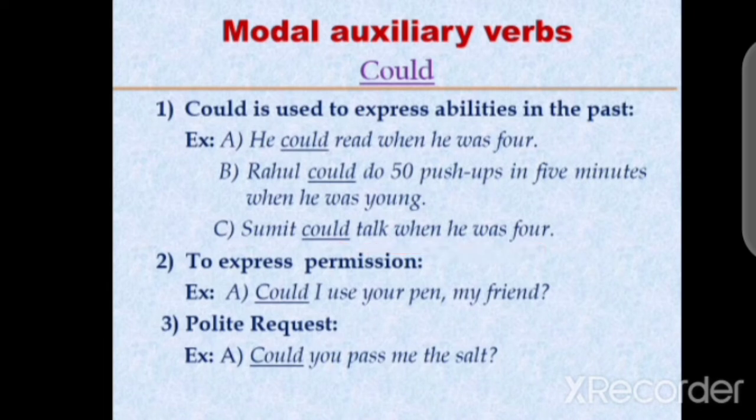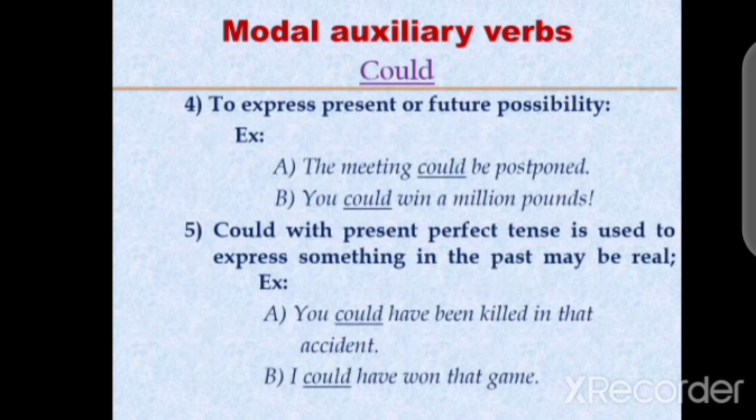Next rule, it is used to express permission in a more polite way as compared to can. For example, could I use your pen, my friend? Next rule, it is used for polite request. For example, could you pass the salt? So, it is used to express present or future possibilities. For example, the meeting could be postponed.